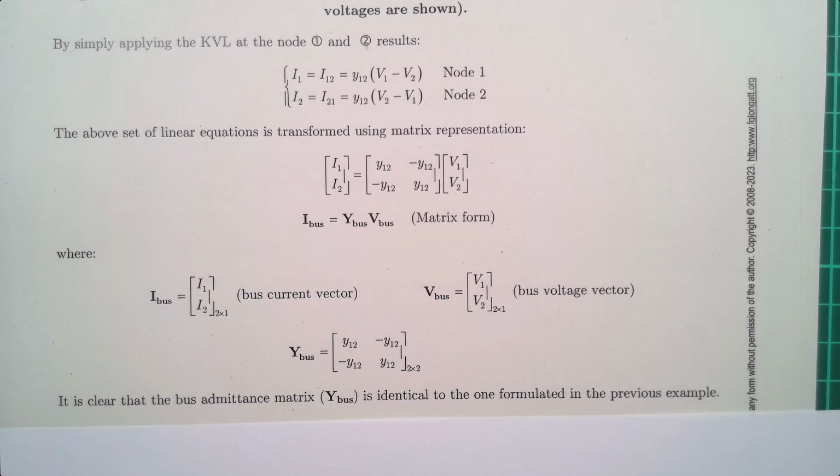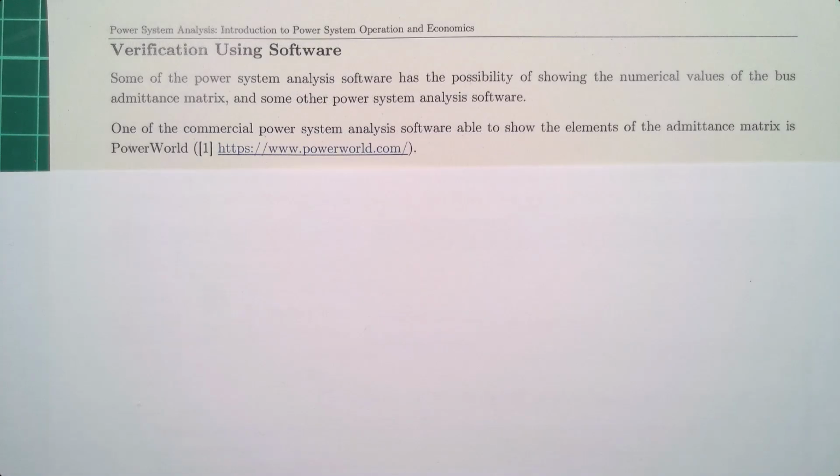And to do so, what we are planning to do is use a commercial power system analysis software. As you must be aware, there are many power system analysis software. There are some commercial power system analysis software, there are some open access power system analysis software, and some of those software have the possibility of showing you the numerical values of the admittance matrix. That is not the case for every single power system analysis software, but there is one that is extremely graphically friendly that allows you access to the numerical values of this very important matrix.